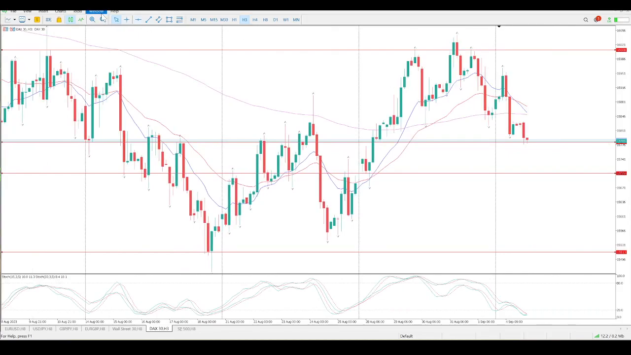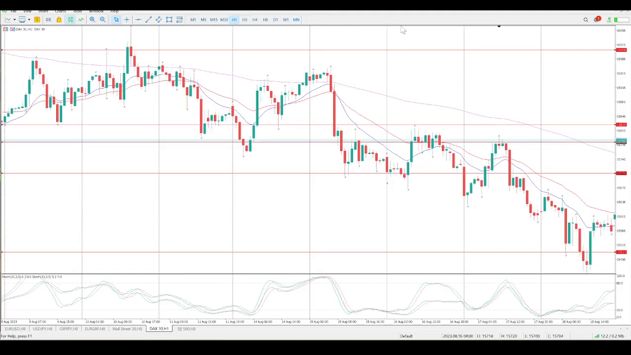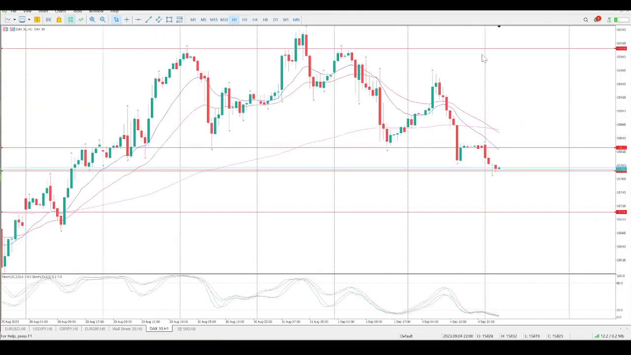However, as I said, you've got another head and shoulders. Here's your left shoulder, here's your head, and here's your right shoulder, which completed yesterday, and this is the line in the sand for that. So it's 15,825. So you've got two fairly important levels, literally 43 points apart. So I'm kind of very wary for the shorts, to be honest, even though it is a downward trend.